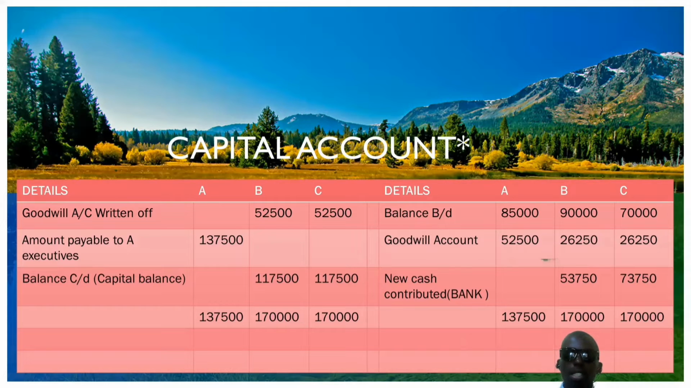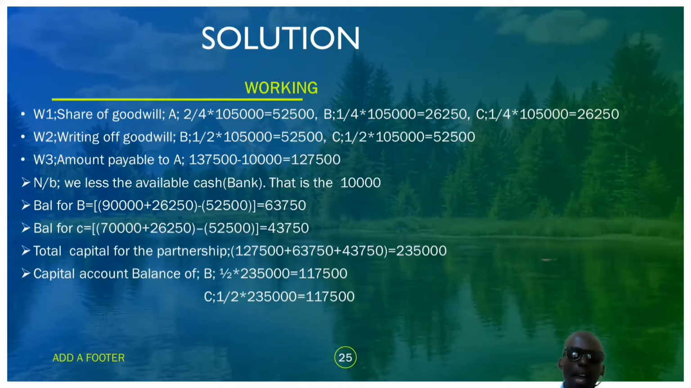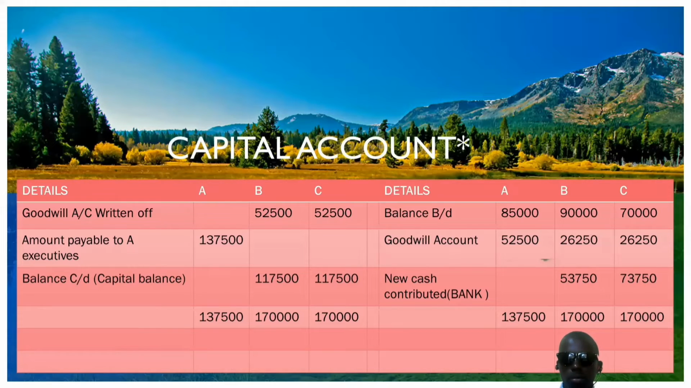Goodwill now, this is something that we have done. We have subdivided the goodwill of 105,000 among the three, and we have agreed that A will get a share of 52,500, B will get a share of 26,250, and C will get a share of 26,250. This amount should hit the credit side of the capital account. That is, we credit A 52,500, B 26,250, and C 26,250.